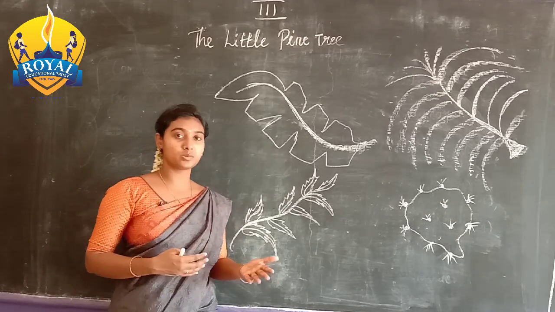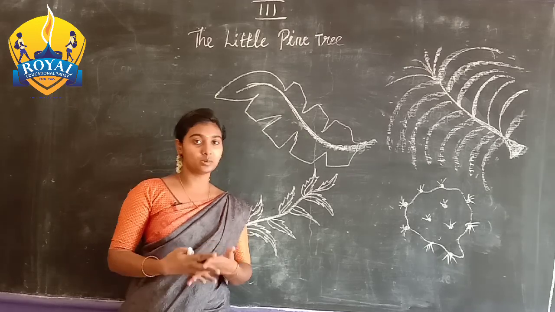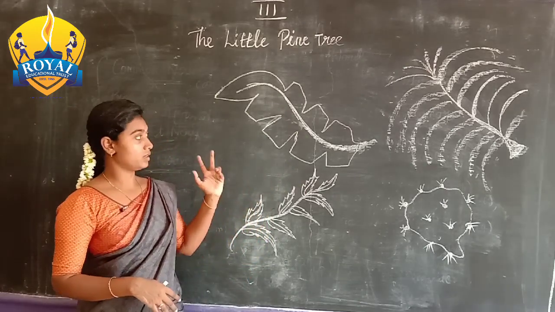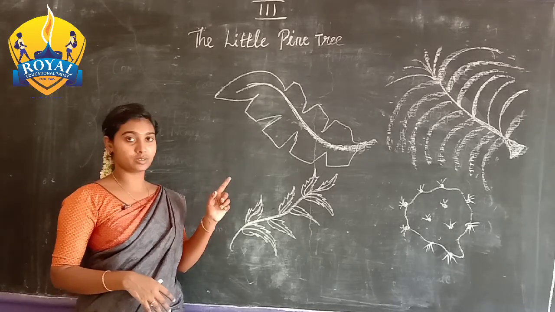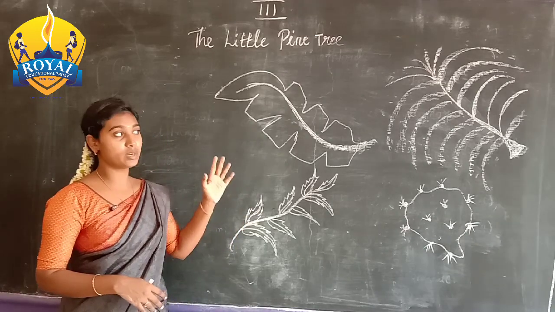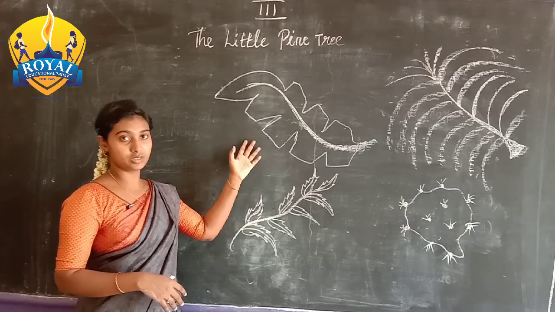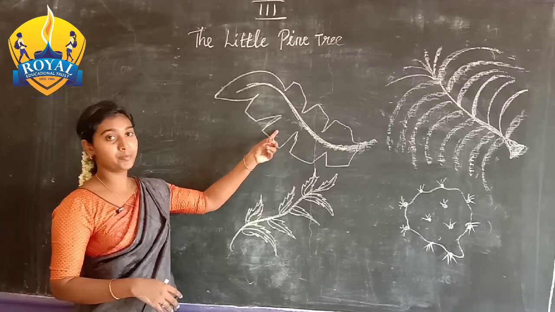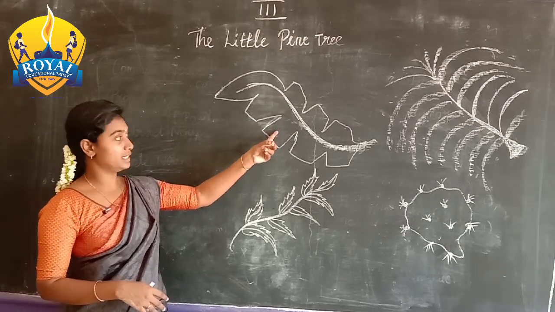Before I enter into the lesson, I am going to ask you a question. If you are able to see the picture here, I have drawn four leaves. You are going to identify what tree's leaf this is. What leaf is this? Yeah, this is a banana leaf.